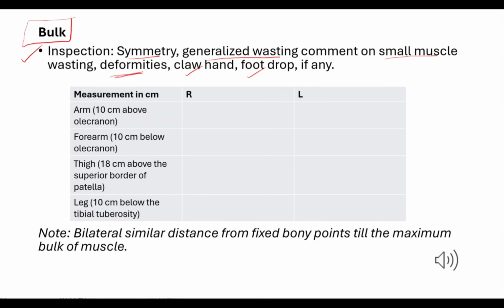But we don't just rely on our eyes, we measure. This slide details our exact pro forma protocol for measuring bulk in centimeters. You must measure at a fixed, identical distance from a bony landmark on both the right and left sides. 10 centimeters above the olecranon for the arm, 10 centimeters below it for the forearm, 18 centimeters above the patella for the thigh, and 10 centimeters below the tibial tuberosity for the leg. This step ensures your data is completely objective, leaving no room for guesswork.